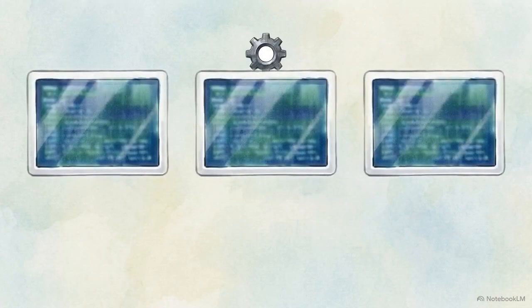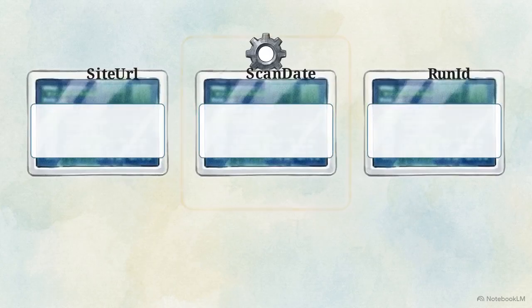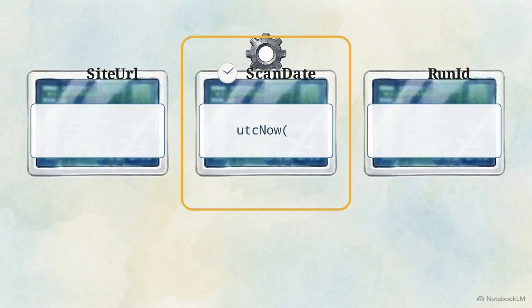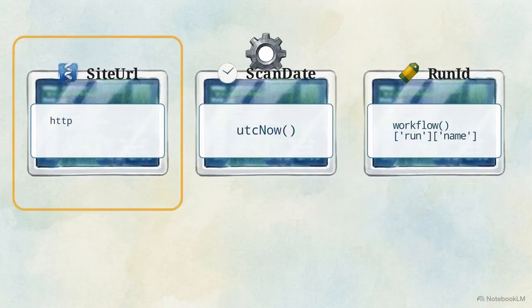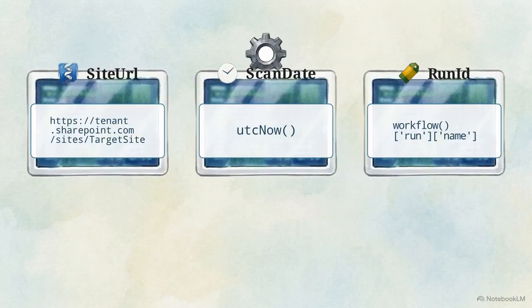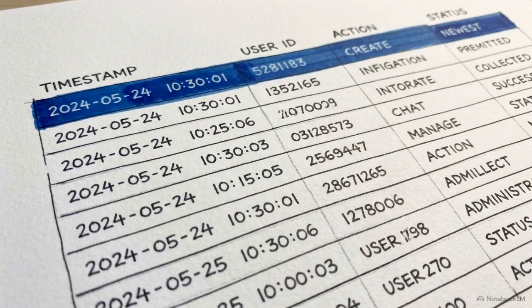We need to set up 3 variables to track our data correctly. Add initialize variable actions for site URL, scan date, and run ID. For the scan date variable, use the expression UTC now to capture the exact time. For run ID, use the workflow run name expression. Set the site URL to your target site. By locking in these variables early, you tag every row of data with a specific date and run instance. This prevents accidental overwrites and allows your dashboard to track changes over time.